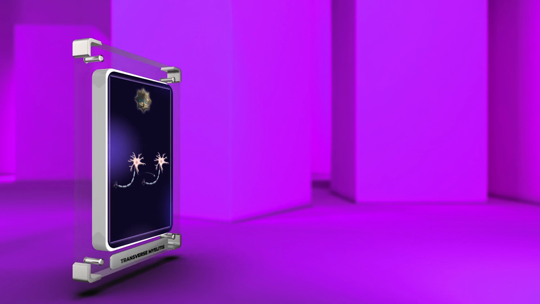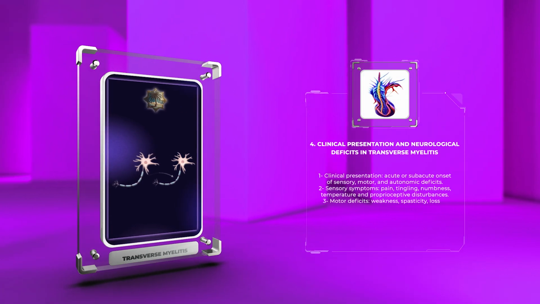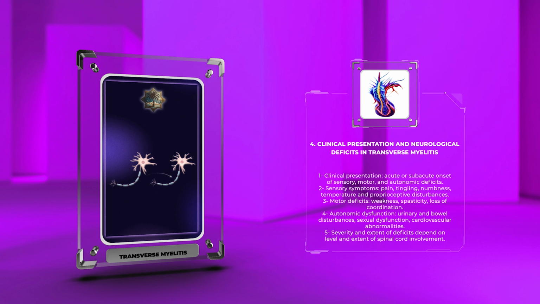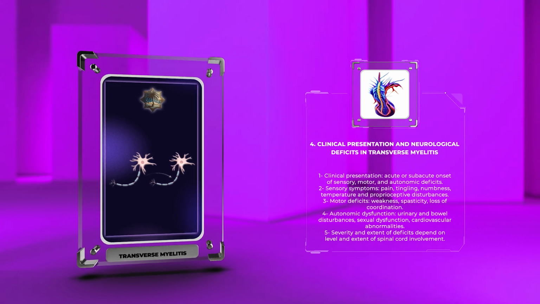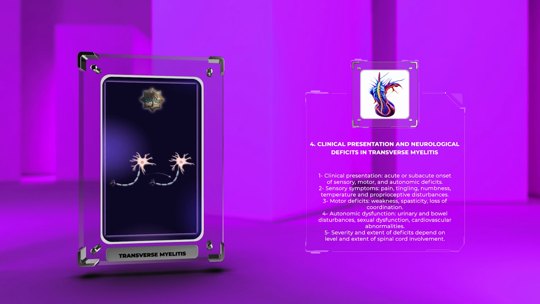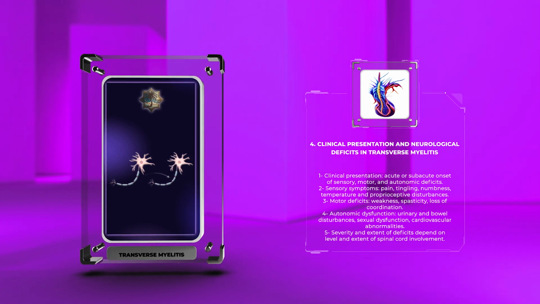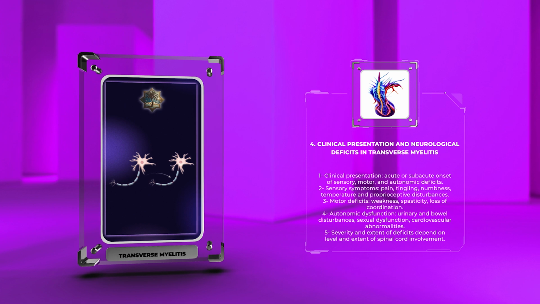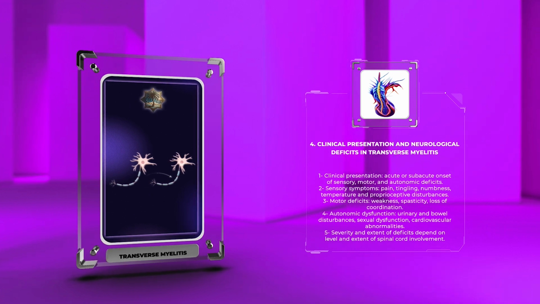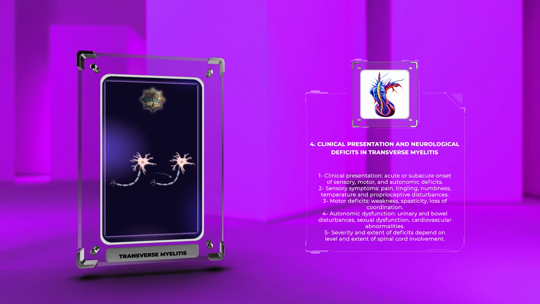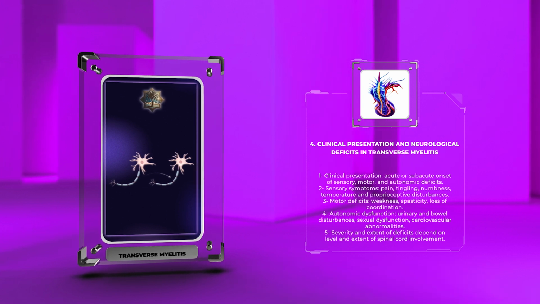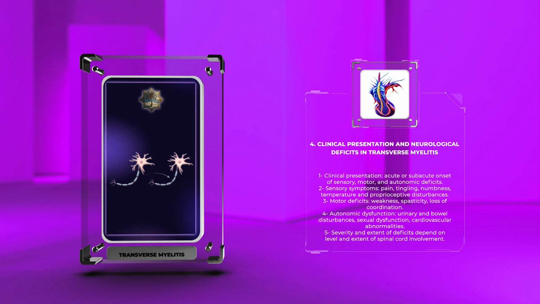The clinical presentation of transverse myelitis is characterized by the acute or subacute onset of various sensory, motor, and autonomic deficits. Sensory symptoms often encompass pain, tingling, numbness, and temperature and proprioceptive disturbances. Motor deficits manifest as weakness, spasticity, and loss of coordination. Autonomic dysfunction can lead to urinary and bowel disturbances, sexual dysfunction, and cardiovascular abnormalities. The severity and extent of deficits depend on the level and extent of spinal cord involvement. A detailed assessment of clinical manifestations and neurological deficits allows for accurate diagnosis and formulation of appropriate management strategies.